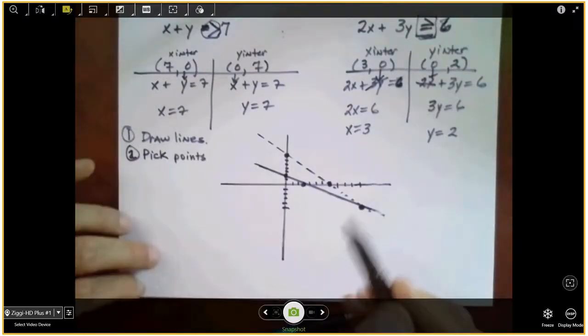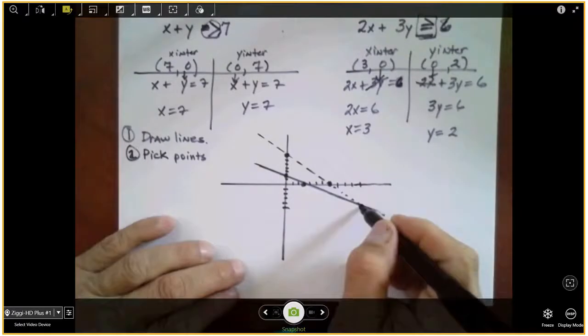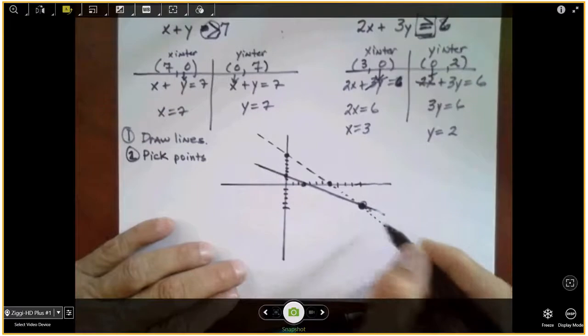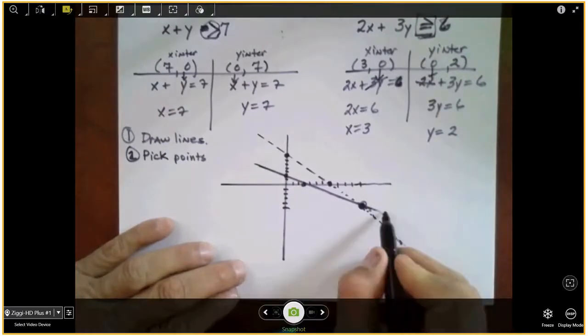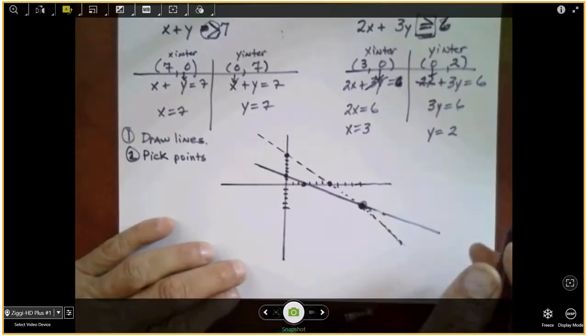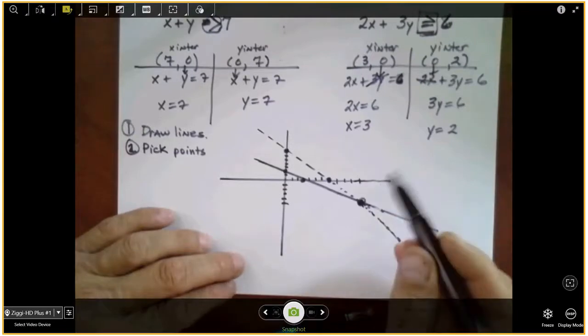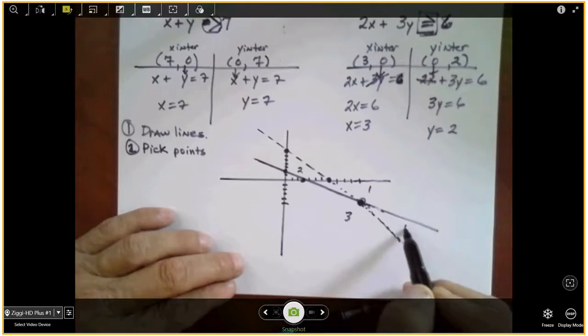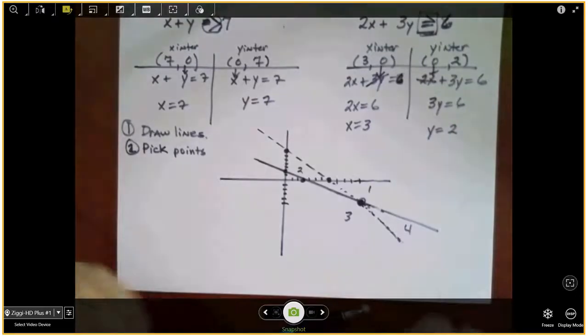Now there's 4 sections. Here's the intersection. So you've got that line that continues this way and this line that continues this way. There's 4 sections. Here's 1, there's 2, there's 3, and there's 4. These are called regions. Okay?